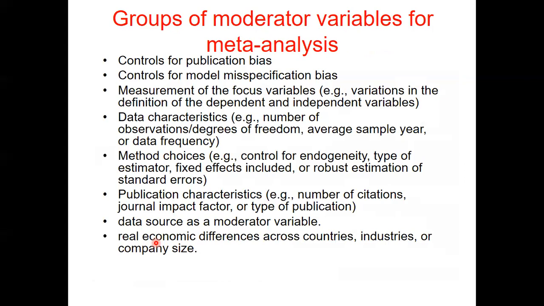These are other examples. For example, in terms of methods, this was about measurements, then data characteristics: number of observations, degrees of freedom, average sample, year, data frequency, things like methodological choices. Did the study control for endogeneity or not? You see, you want to control for that, because the fact that some studies have negative and others positive results might be explained by variations in the way methods were treated.